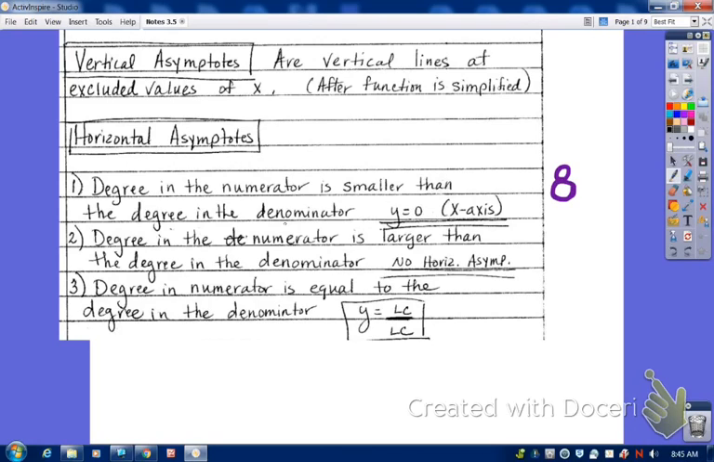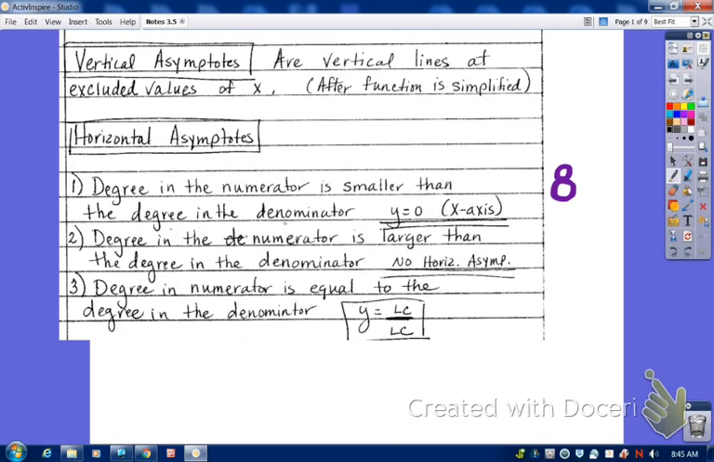So I want you to draw a snowman. We want the top to be smaller than the bottom. Why do we want the top to be smaller than the bottom when we make our snowman? Because if the top were bigger, it would just crush it. It would just fall over. Okay? So this snowman represents the first rule of horizontal asymptotes.